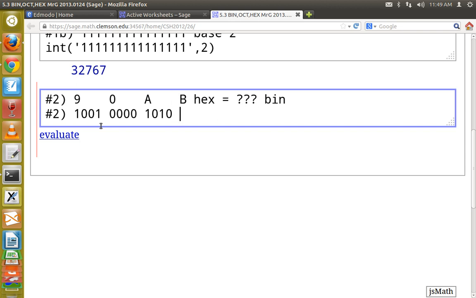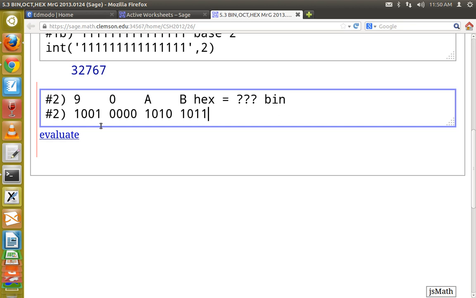What does B mean? 11. All right. So what's 11 div 8? 1. What's 11 mod 8? Mod is remainder. 11 div 8 means how many times does 8 go into 11 at most? That's once. 11 mod 8 is the remainder, 3. So do you need a 4? No. Do you need a 2? Yes, because 3 div 2 is 1, remainder 1. That's it.